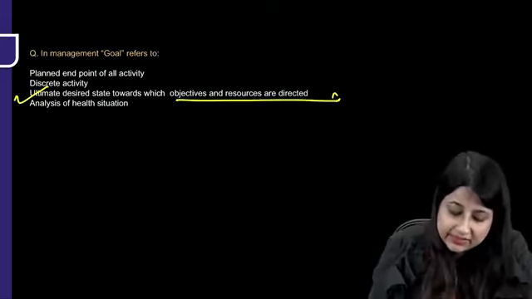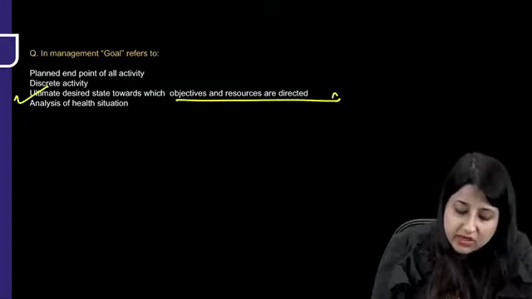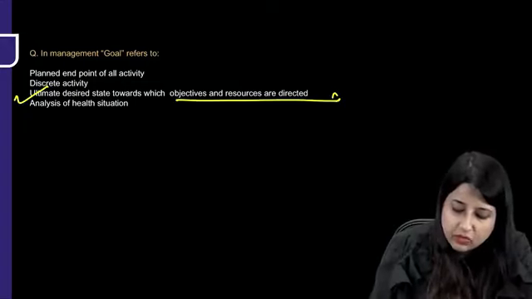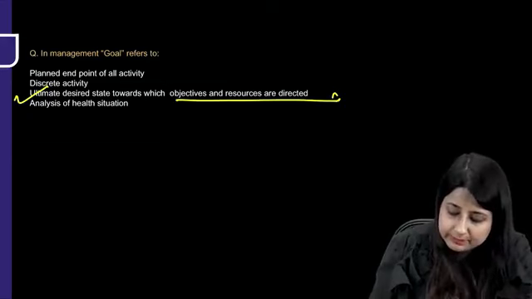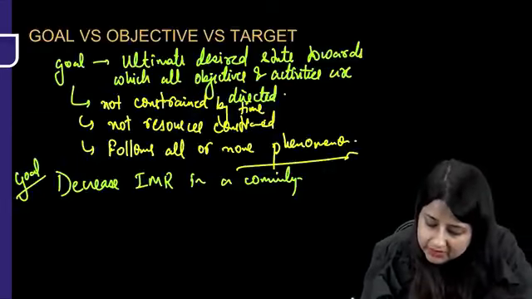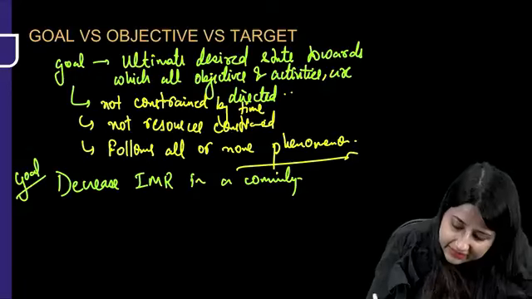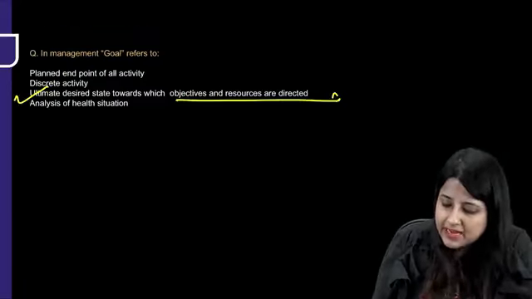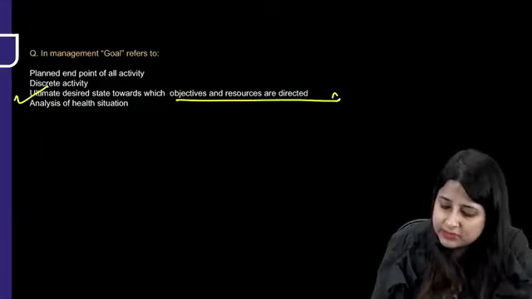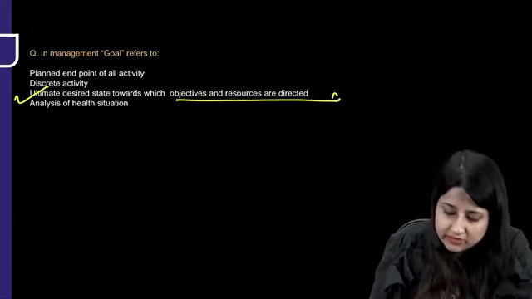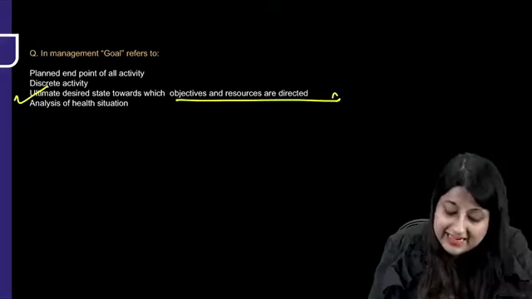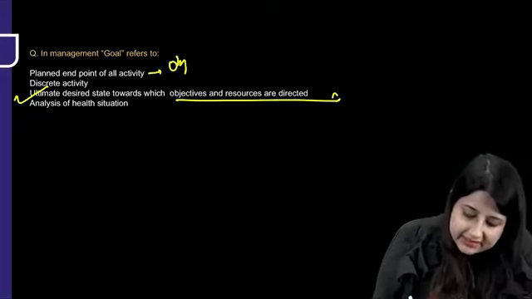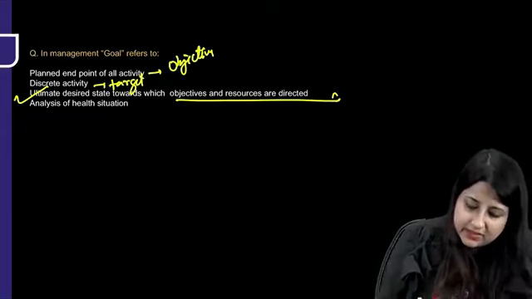So like here, if you read the definition, we have written also what is goal. Goal is something towards which all objectives, activities, and also add over here resources. All my money, manpower, material is directed towards that. Okay, so that is what is known as goal. All right, planned endpoint of all activity, this is objective. Okay, and discrete activity is like doing a target.